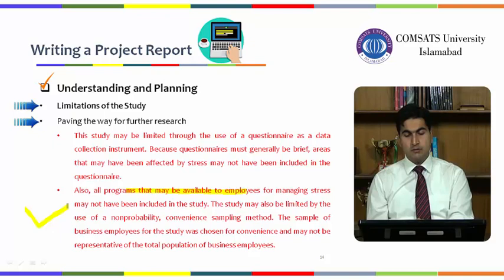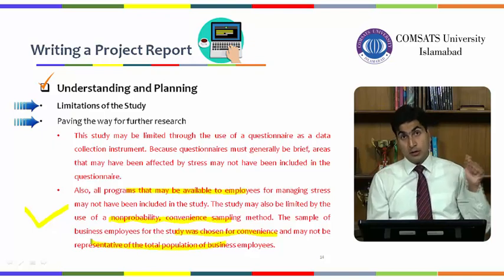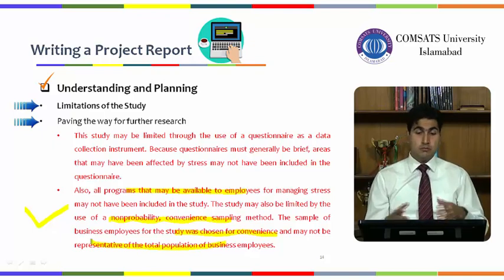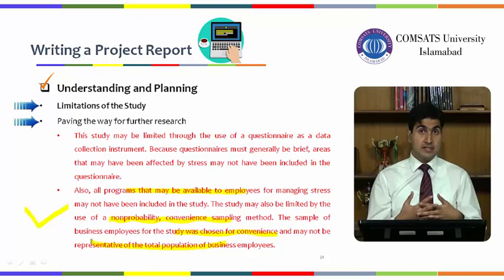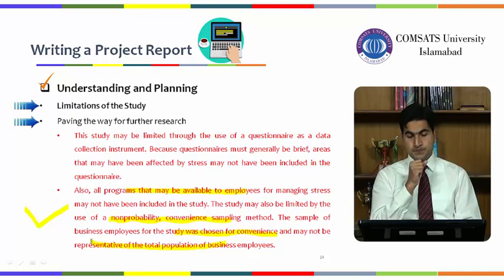Moving ahead, the study was also limited to the use of non-probability convenience sampling. So the sample was chosen for convenience and may not be representative of the total population. Again, the same point. Think of that scope that I talked about. So this one is also related. These things are interrelated and can be a bit confusing, but you have to clearly draw a line between the way you write this and this. So the pointer is that you have to mention all the limitations, which pave the way for further research and further study as well.